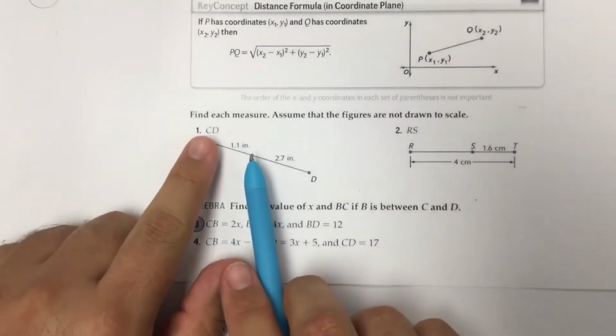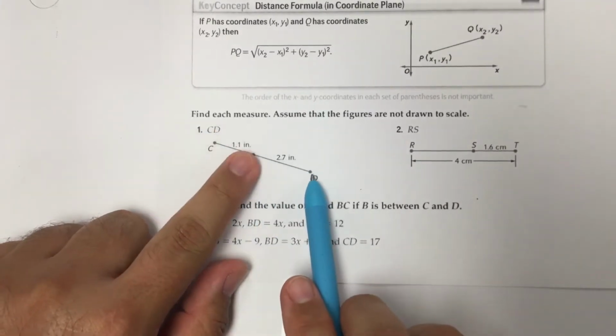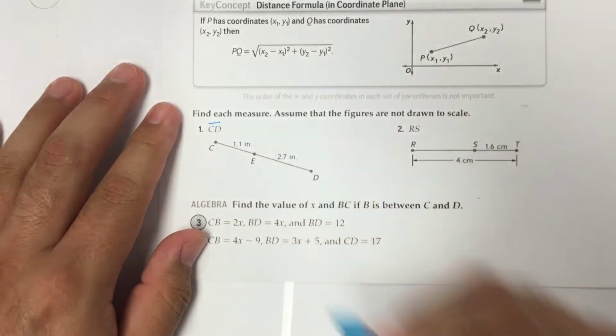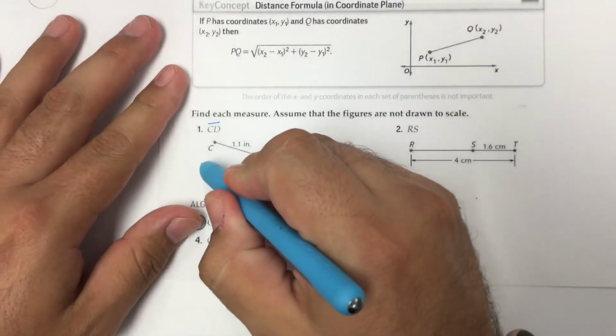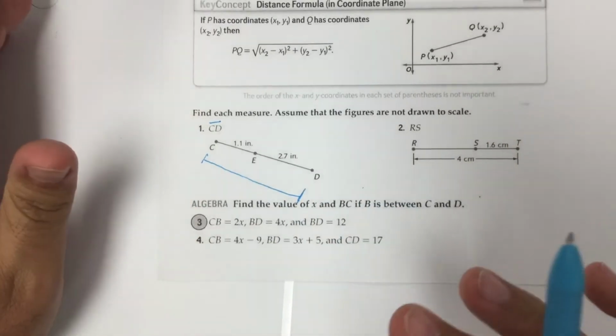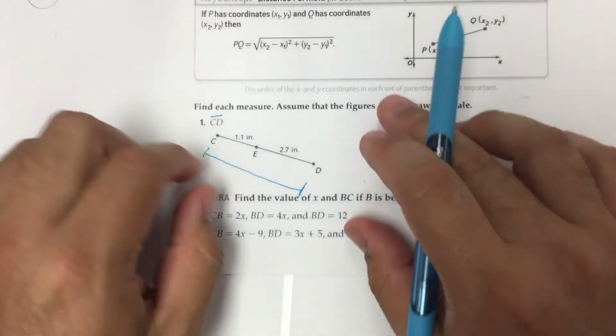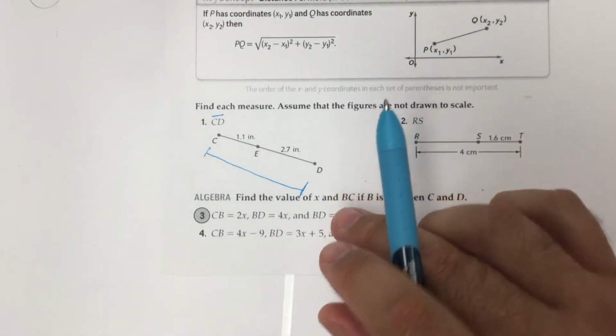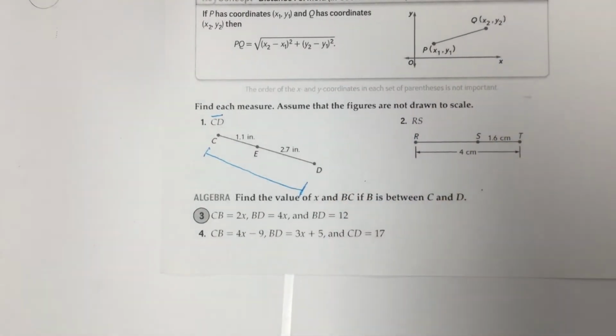So I have this piece of a line segment and this piece of a line segment, and it's asking me to find the line segment CD, right? So I'm looking for the whole distance of CD. Well, if I was looking for the whole distance of CD, I would just combine these two pieces, right, to make the whole distance. Now, what do we talk about combine when we're doing that in mathematics and algebra?